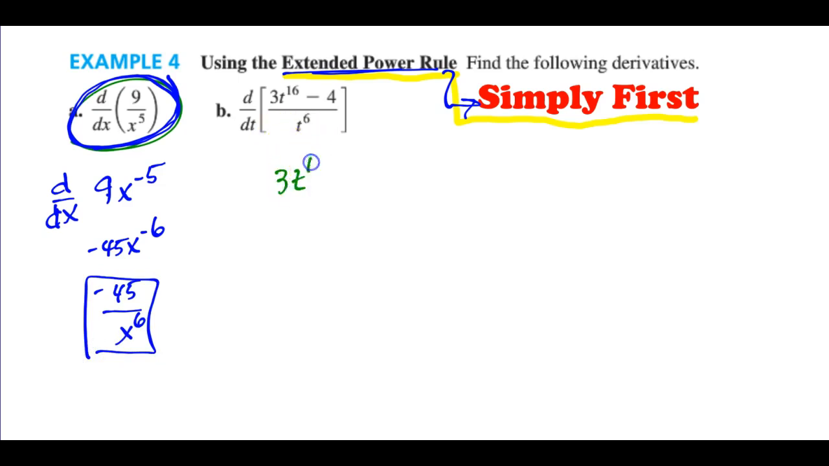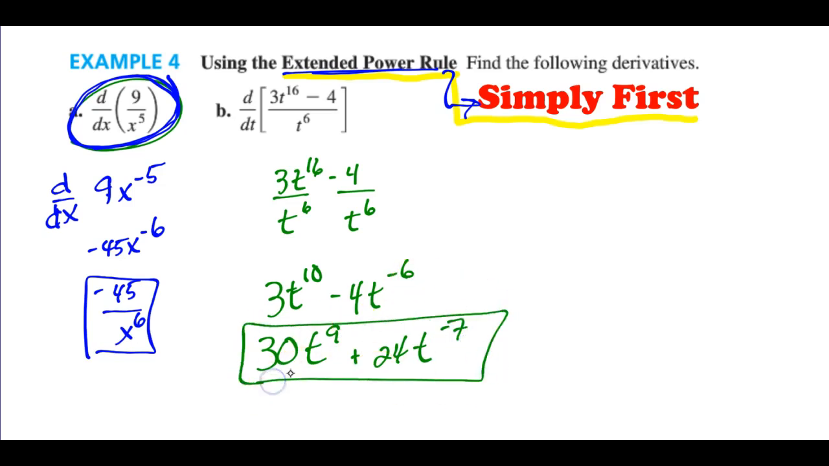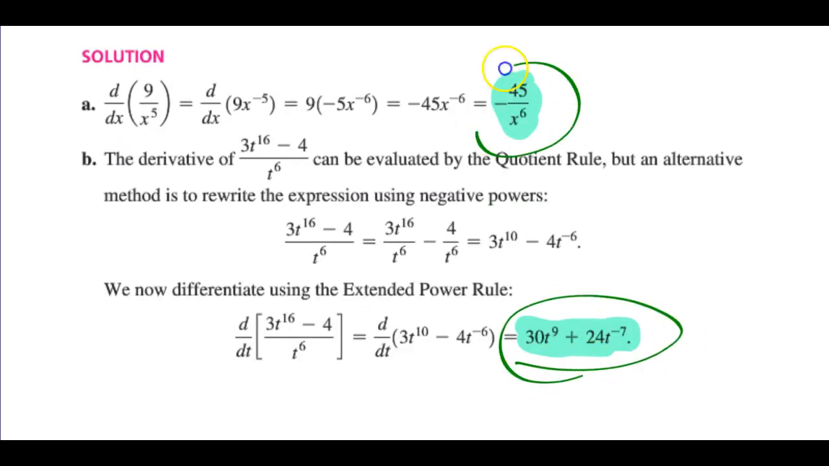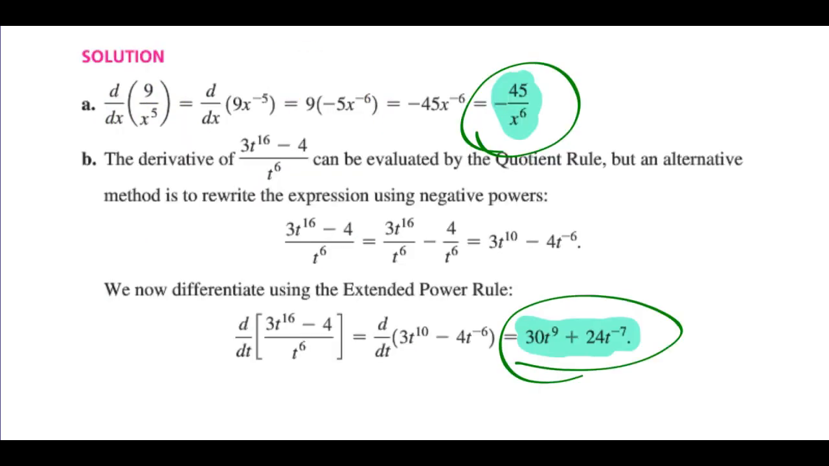Same with this guy. We probably want to think about this as each term being divided by t to the 6th. So this is 3t to the 10th minus 4t to the negative 6th, and then taking the derivative of that is 30t to the 9th plus 24t to the negative 7th, because again, decreasing the exponents. That was much faster and easier than doing low d high minus high d low. So the purpose of example number 4 was saying, hey, just because you see a quotient, you shouldn't always just dive in and do the quotient rule. Think about how to simplify it first, unless the directions say use the quotient rule.